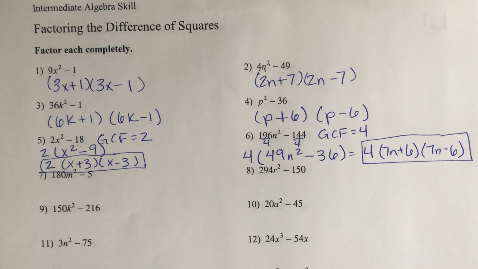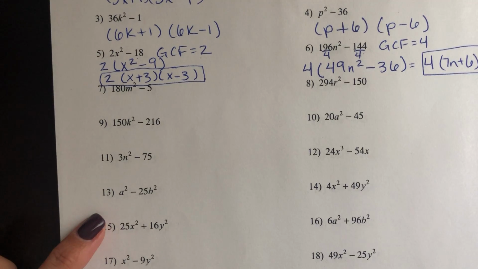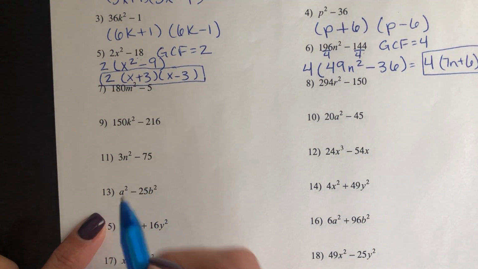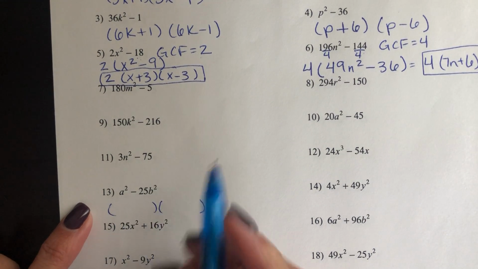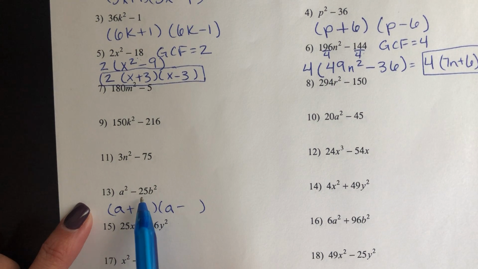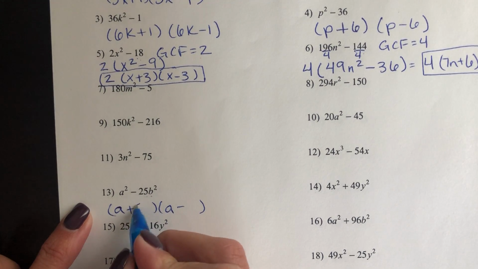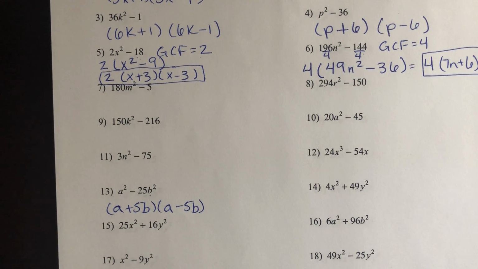All right, let's skip down to some of the more challenging ones. So let's go look at 13. For 13, there's no GCF. Then I'm going to take the square root of a squared, that's a, plus minus. Square root of 25b squared is 5b. You have to take the square root of b squared, that's b, so 5b there. And then that would be your answer.